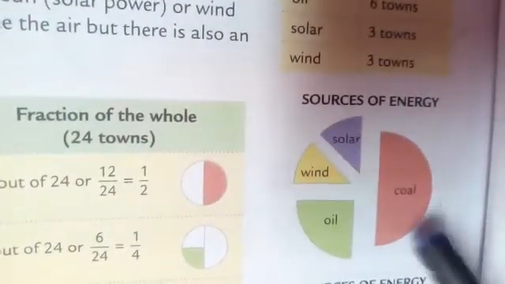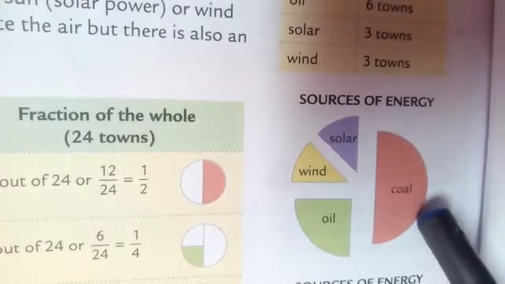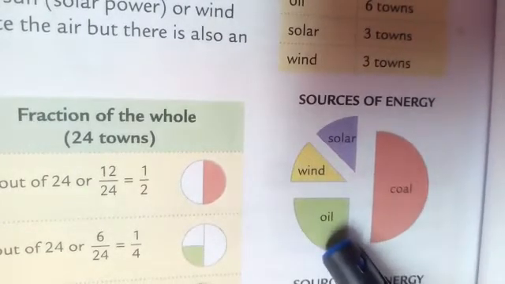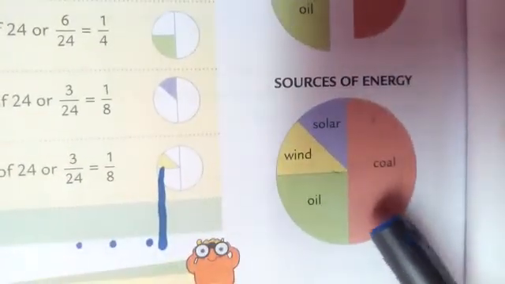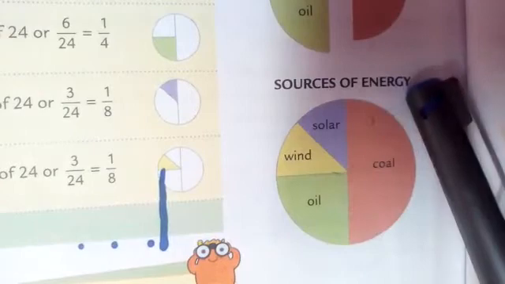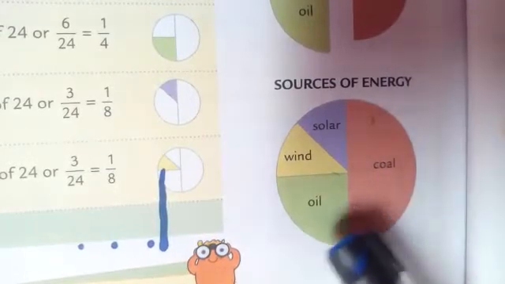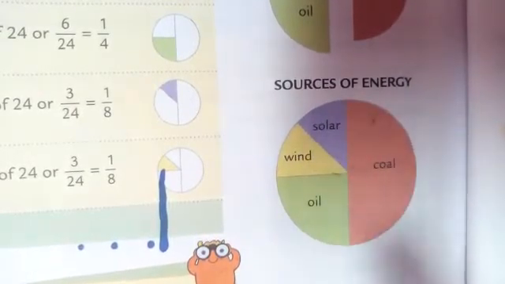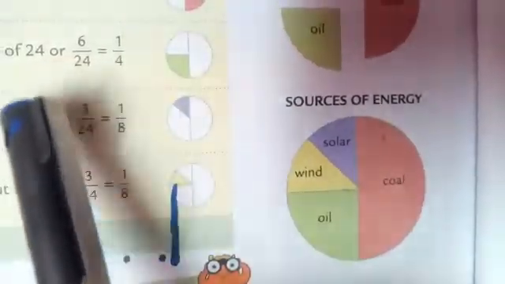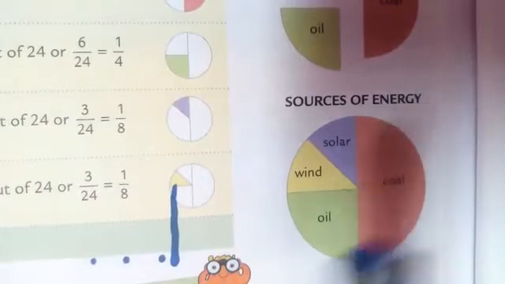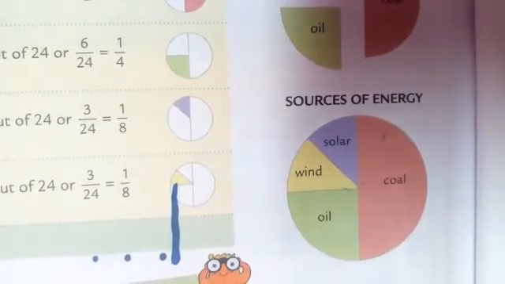So here is that information. This is 1 by 2 and this is 1 by 4, 1 by 8 and 1 by 8. Same equal parts, and we get this graph like this. Source of energy: a title for the graph and the different information in the graph according to the fraction. According to this calculation, this is all about how we prepare a circle graph.